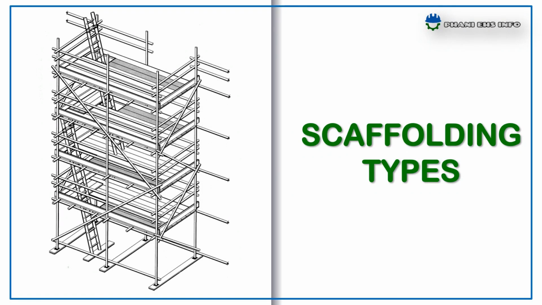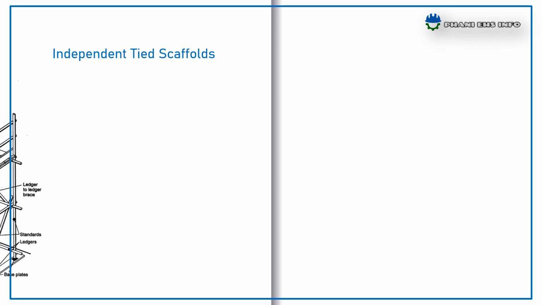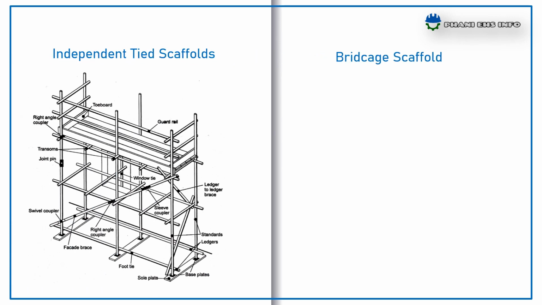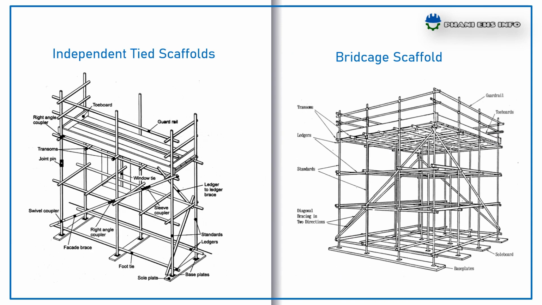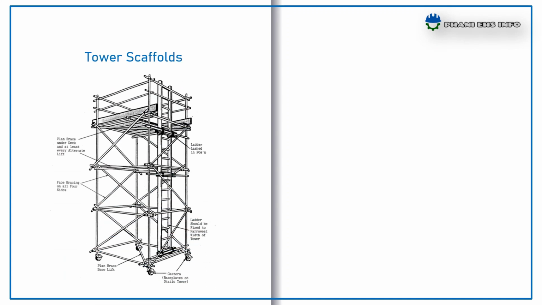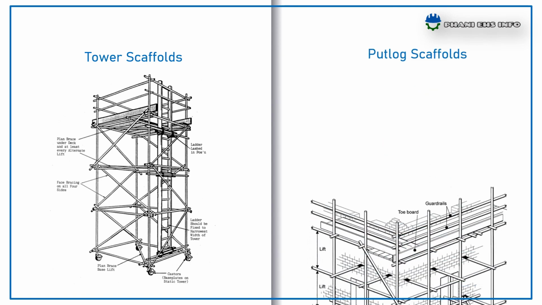Types of scaffoldings. There are mainly four types of scaffoldings being used. First one is independent tied scaffolds. Second one, bird cage scaffold. Third one, tower scaffolds. And fourth one, putlog scaffold.